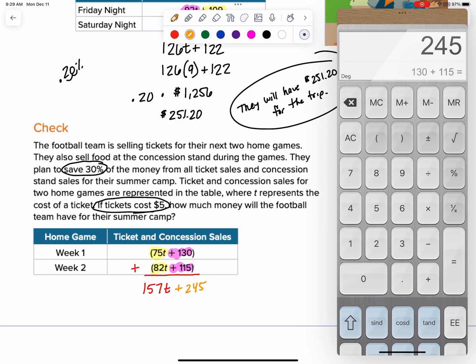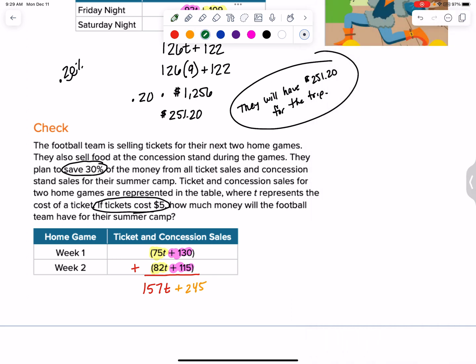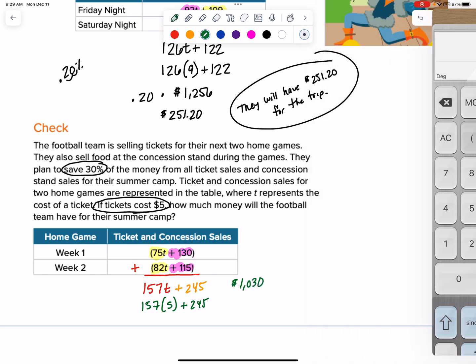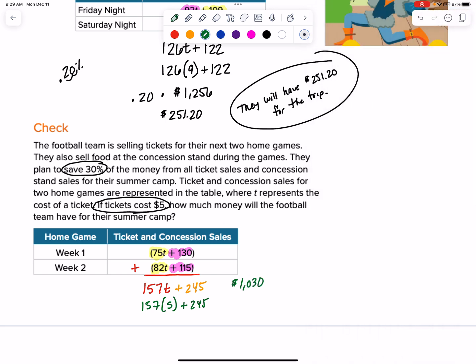So this is the simplified expression. Now we can go ahead and plug in the ticket cost. So 157 times 5 plus 245. So let's find how much they earned all together. We have to do our multiplication first because of order of operations, and then add the donations. Okay, and we have a total of $1,030 in sales.